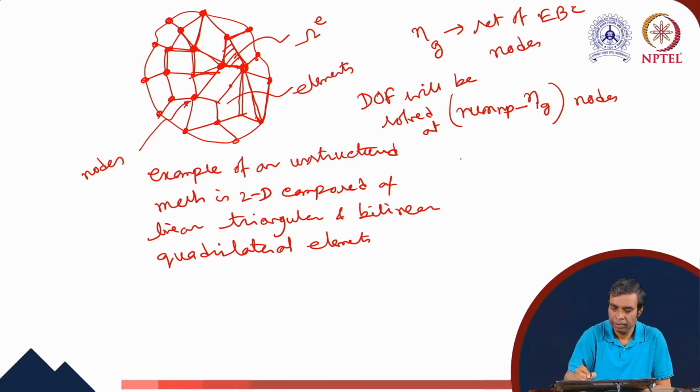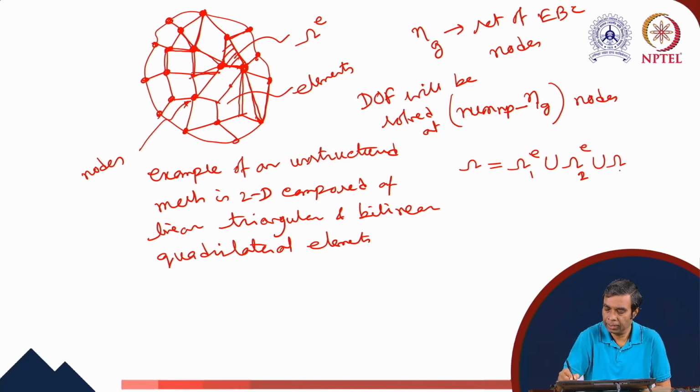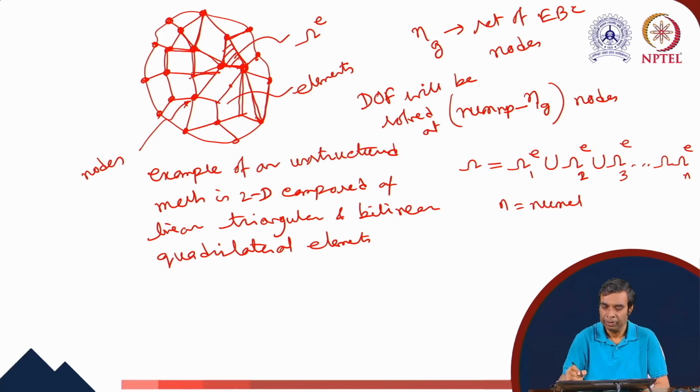Now, the total domain that is given can be thought of as composed of a union of the first element, then the second element, and then the third element up to the nth element, where n represents the number of elements. The superscript e signifies the element, and omega e represents the domain of a given element.